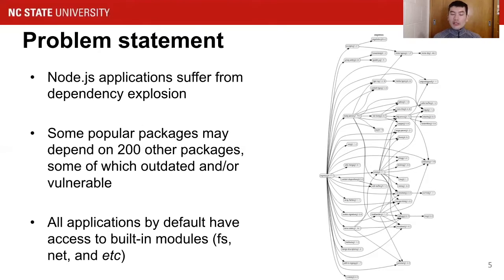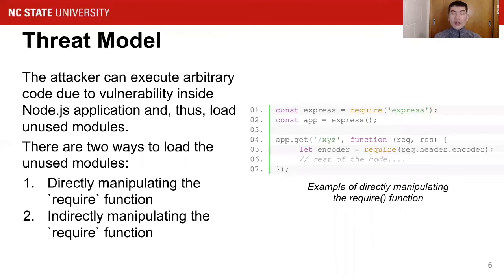Another problem is that all applications by default have access to built-in modules such as file systems, networking, and so on. In our threat model, the attacker can execute arbitrary code due to a vulnerability inside the Node.js application, and thus can load unused modules to make it much easier to exploit the application.